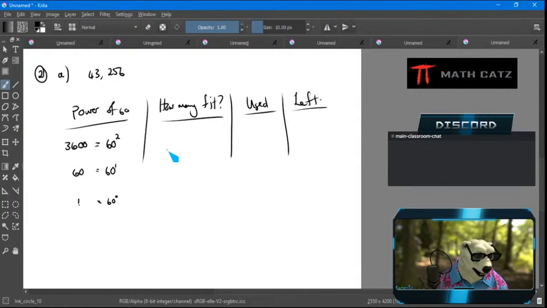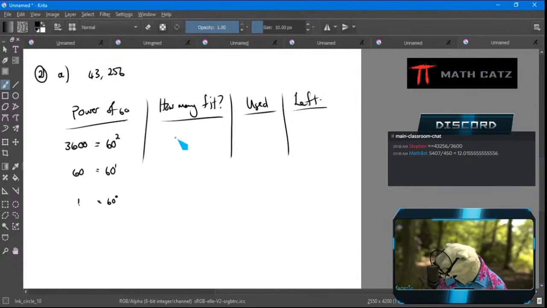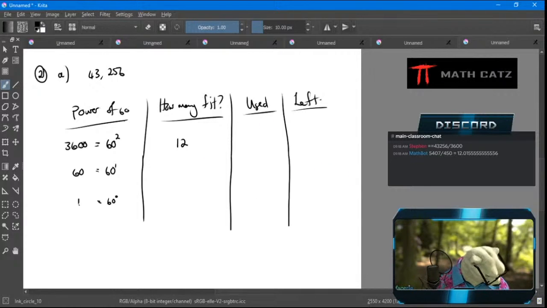So I then check how many times 3600 can fit in. That's calculator time for sure. 43,256 divided by 3600, and I get 12 times, 12 whole times. Can it fit? Well, 12 times 3600. Did I do that right? 43,256 divided by 3600. Yeah, okay.